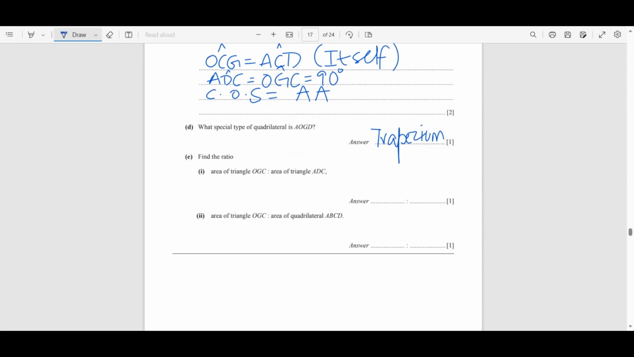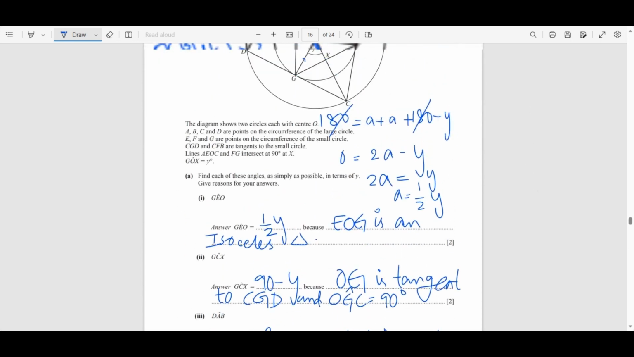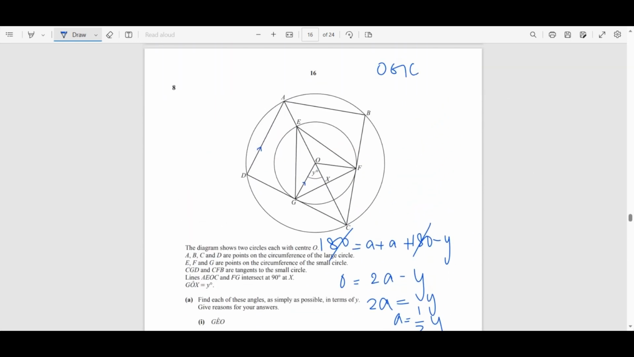Right. Find the ratio of the area of the triangle OGC to the area of the triangle ADC. Okay, let me quickly write it down. OGC, ADC. We need to do this. So we know nothing about the sides, but we can still figure it out. AO is the radius, OC also is the radius, so these two lines are equal. I'm just assuming if this length is x, this also has to be x, and the whole length from A to C has to be 2x, right?